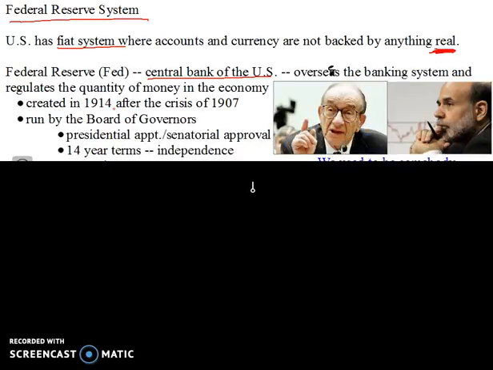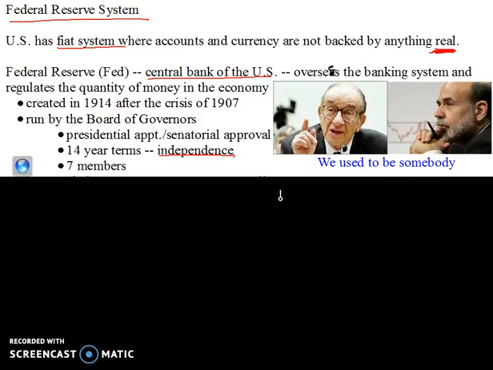It is run by the Board of Governors, and these are the group of people that run the Federal Reserve. They are appointed by the President and get Senate approval in order to be on that Board of Governors. They have a 14-year term, and the goal of that is to give them a lot of independence so that they are not influenced by politics. We want them to have independence so that they can just make good, sound decisions with regards to our money supply.